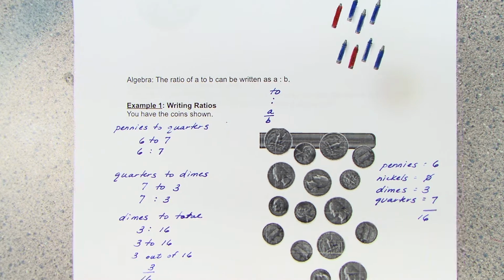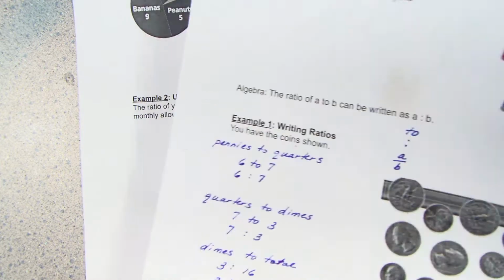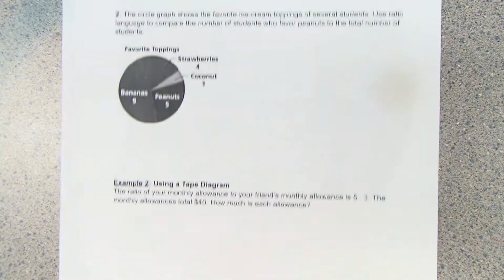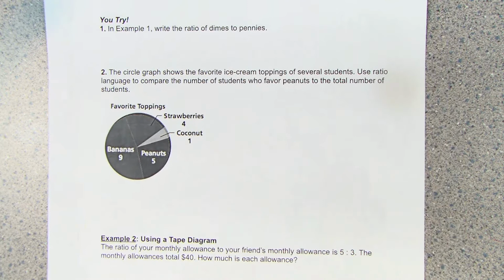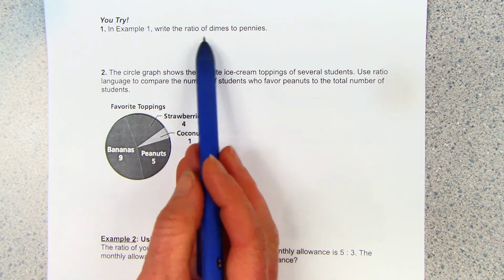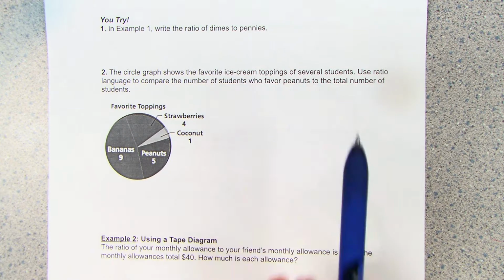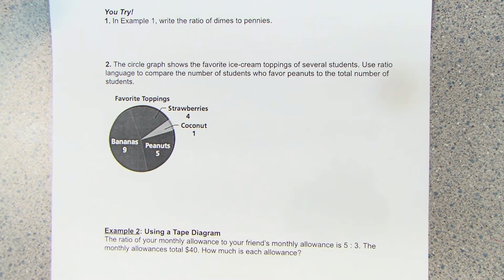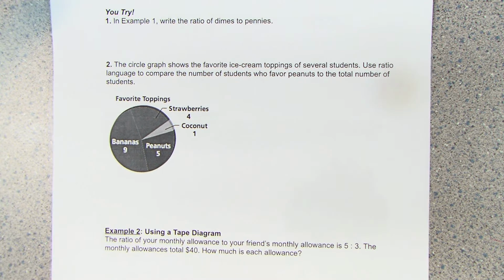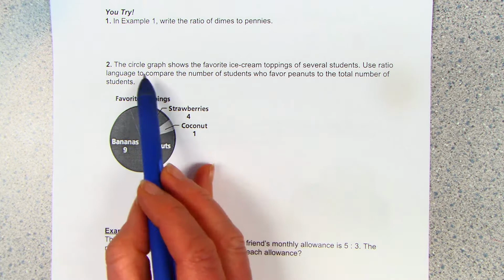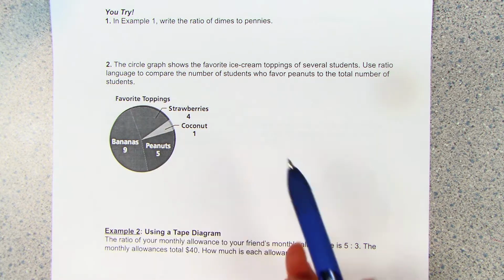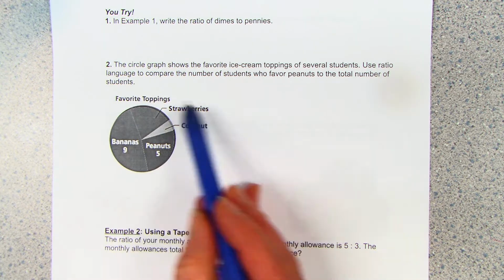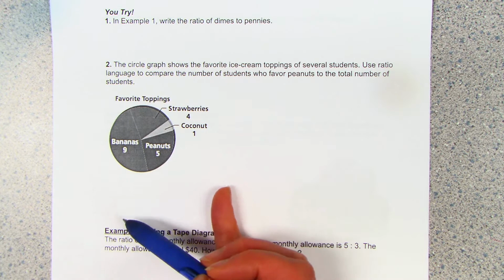Okay. And then I think you try might have gotten, yep, you try went over to the next page. Right. So you're just going to write the ratio of dimes to pennies. Right, in this example, I'm going to actually walk you through this one a little bit, and you try too.